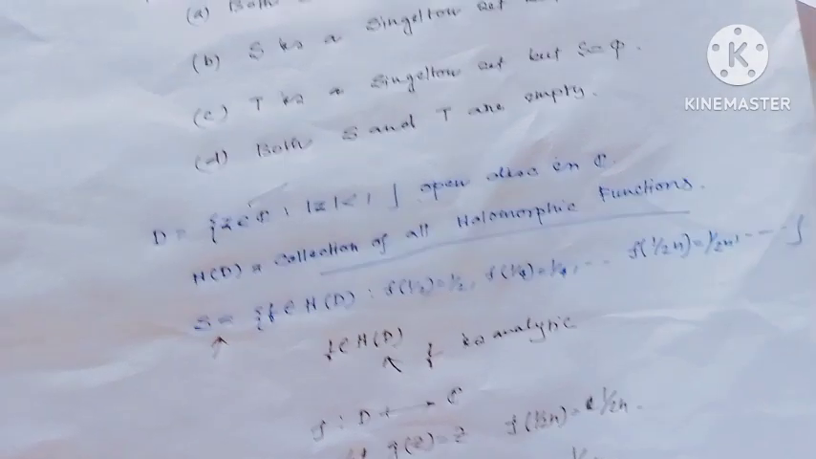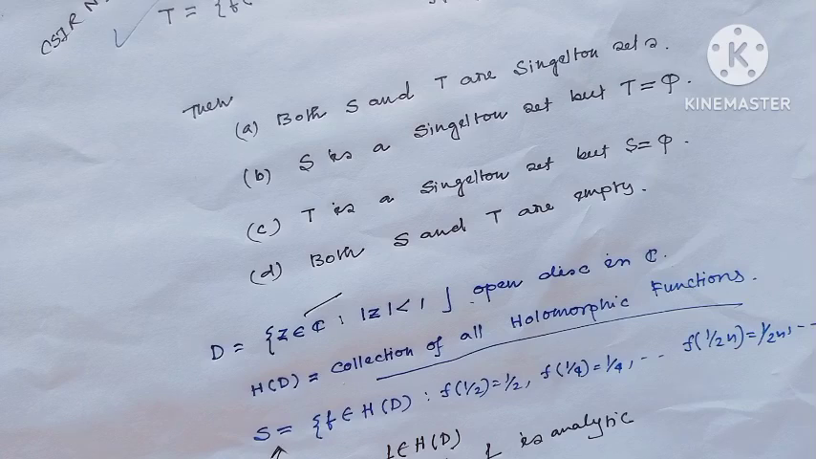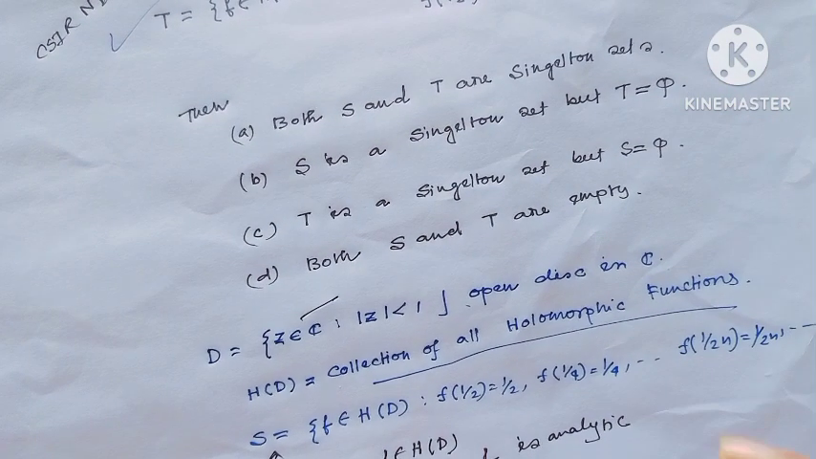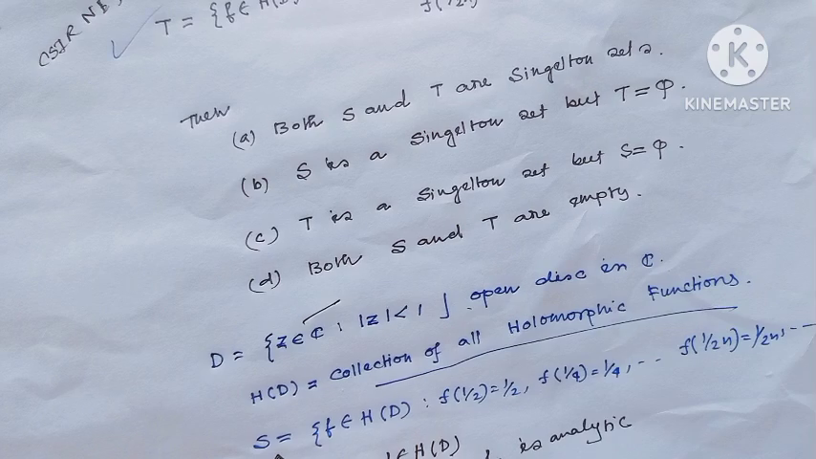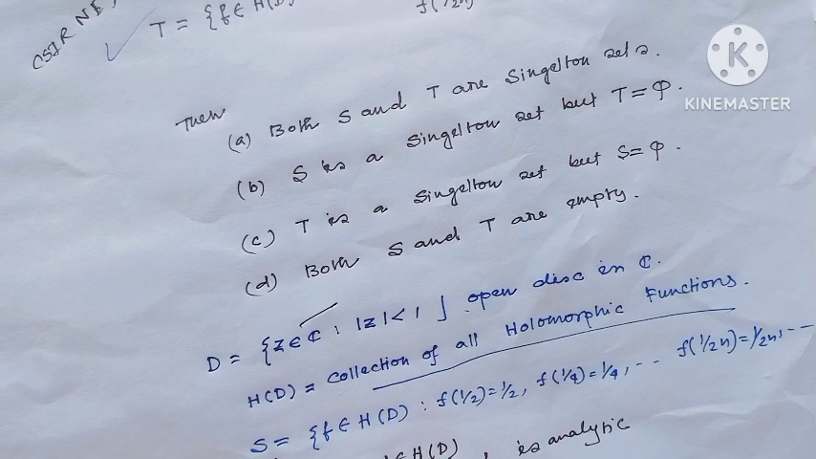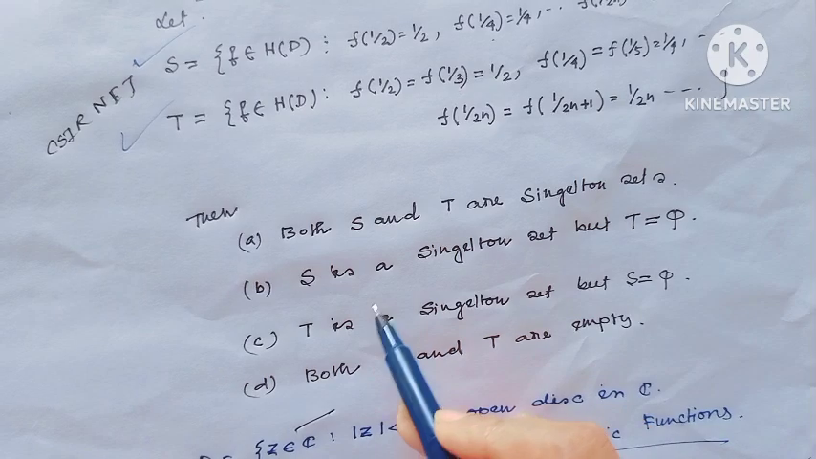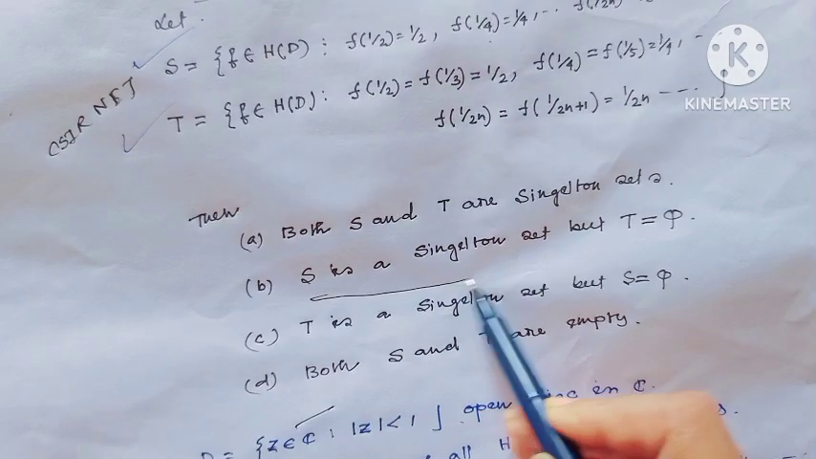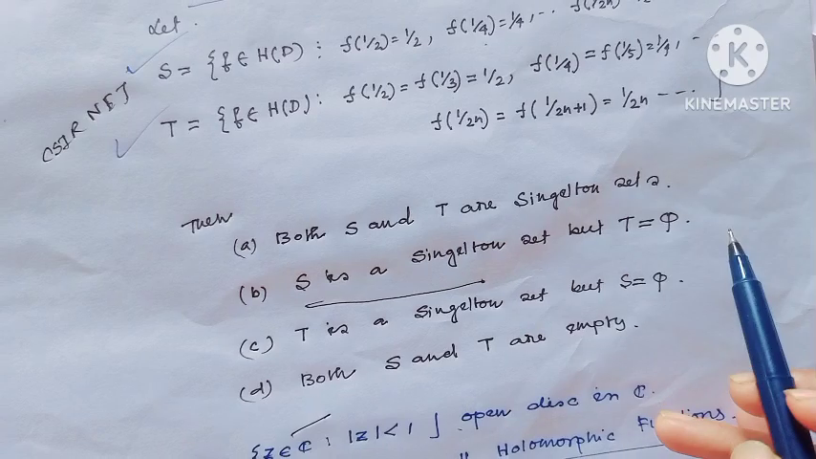I hope all my viewers have understood. By the identity theorem we can tell this type of S is unique, because this theorem is also called the uniqueness theorem. So this is true, S is a singleton set. Now I will see how T looks.